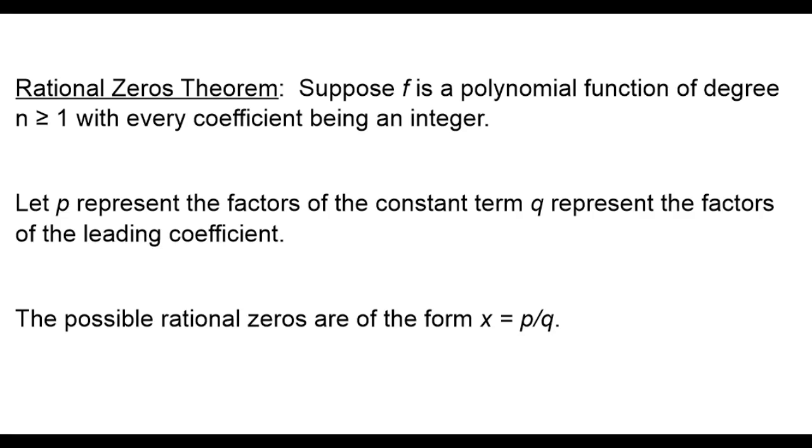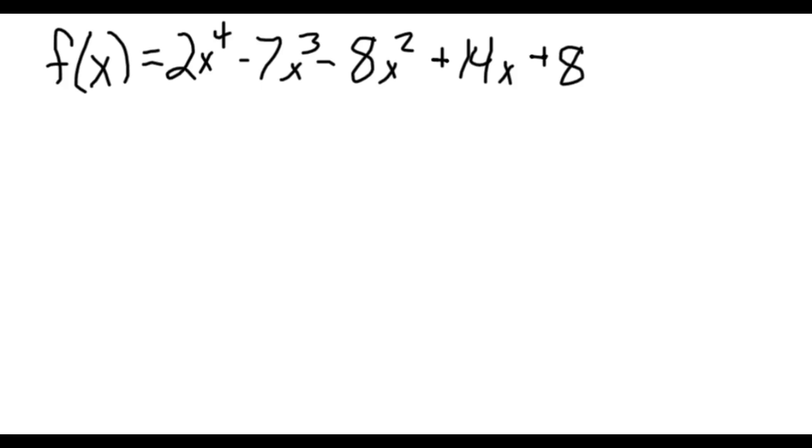Alright, so we're going to go through an example to show you how this theorem applies and how it benefits us. Now we're going to use the rational zero theorem for f of x equals 2x to the fourth minus 7x cubed minus 8x squared plus 14x plus 8. We're going to use that theorem to find all of the possible rational roots for this polynomial.